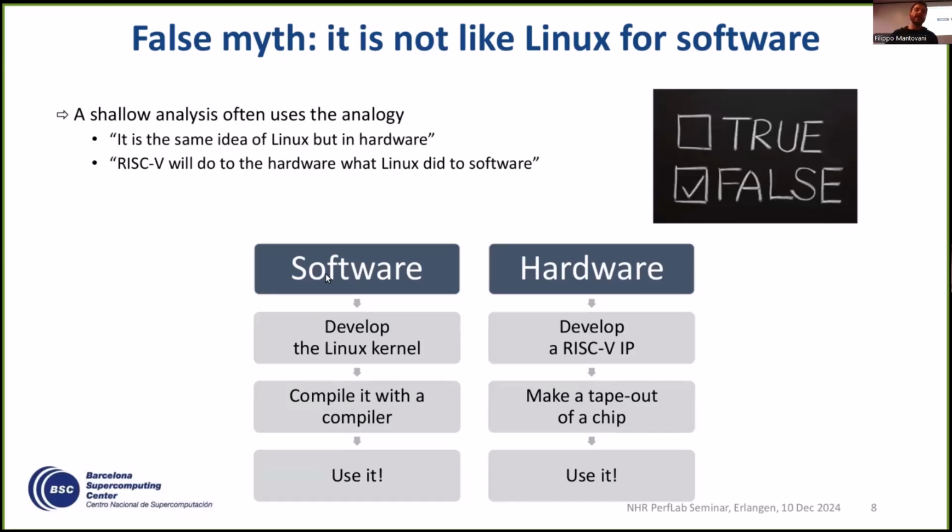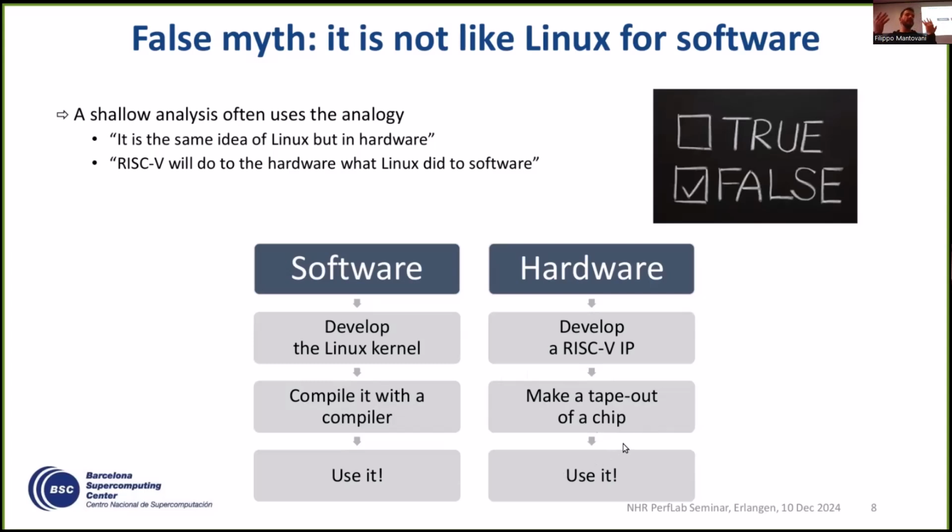Why? Let's analyze how the software flow usually goes, right? You have some software, you have the development of the Linux kernel, you compile the kernel, you need a compiler, you need people that know the kernels and the configuration of the kernel, and then you use it. Good. On the hardware side, you need the development of a RISC-V IP. We can assume it's the same complexity as a Linux kernel, I don't know. But then you have to make a tape out of a chip, and then you can use it.